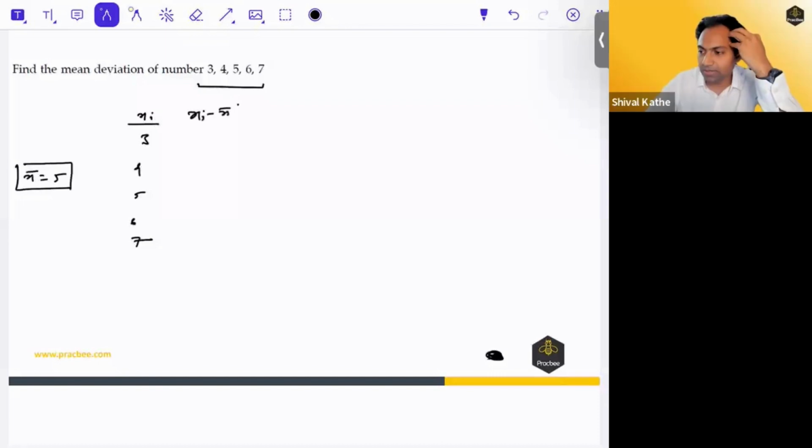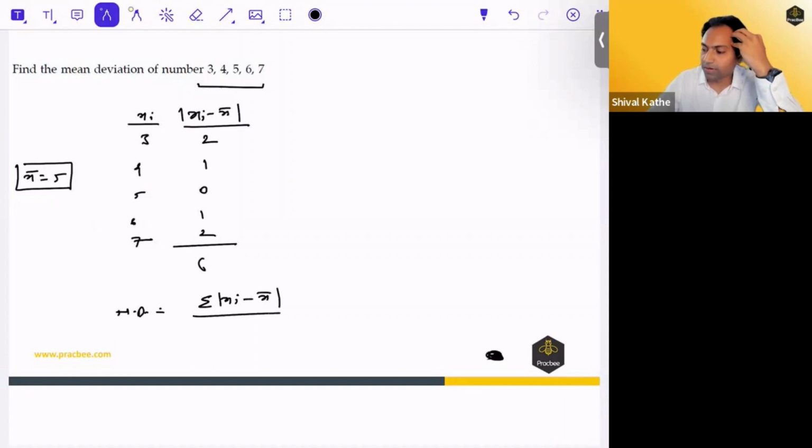So |xi minus x bar| becomes 2, 1, 0, 1, 2. The sum is going to be 6. And mean deviation is nothing but summation of |xi minus x bar| divided by n. So this is nothing but 6 by 5, that is nothing but 1.2.